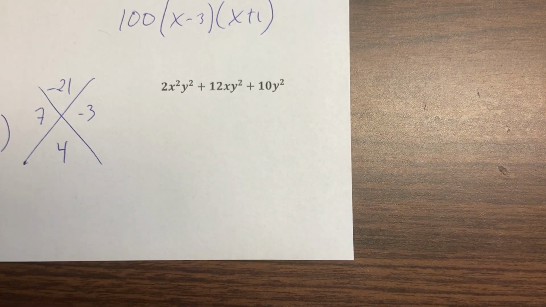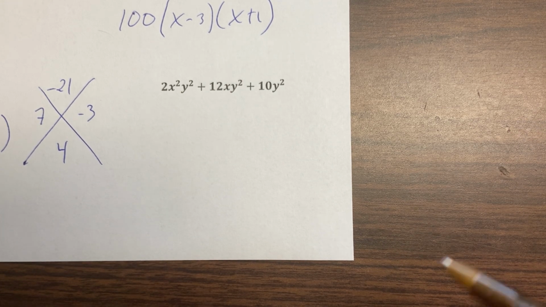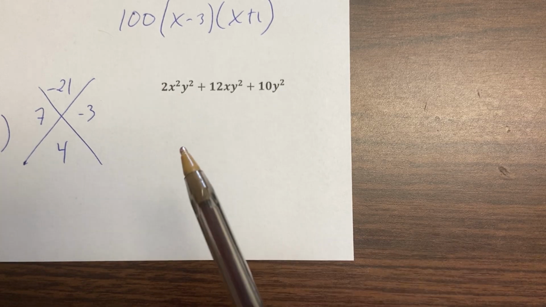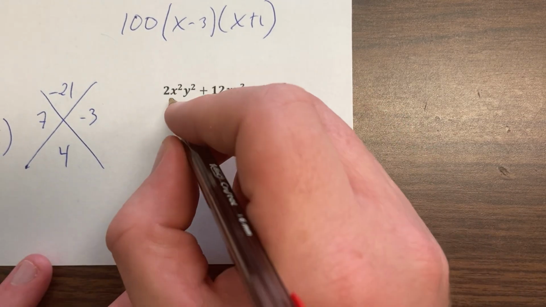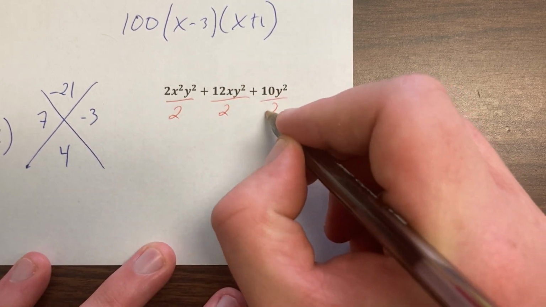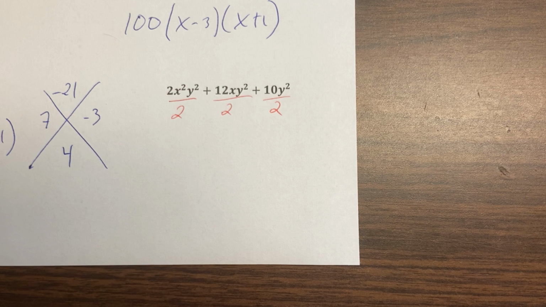And lastly here, this looks like a big mess, but again, the harder or the more intimidating it looks, always look to see if there's something you can pull out to make life a little easier for you. Well, looking at my 3 terms, 2, 12, and 10, we should first recognize that all 3 terms are even. So I can cut them in half, right? Let's pull that 2 out of them.